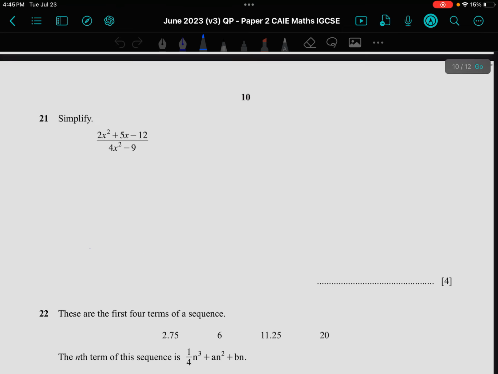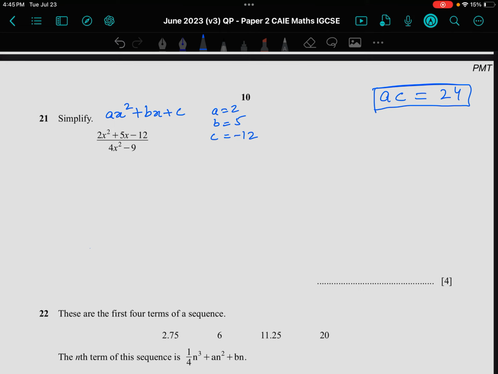Simplify (2x square plus 5x minus 12) upon (4x square minus 9). Okay. So comparing it to the general form of the equation ax square plus bx plus c. When this type of equation is given and a has some value other than 1, how will you do it? You have to find the multiplication of a into c. Here a is equal to 2, b is equal to 5 and c is equal to minus 12. So a into c is 24.